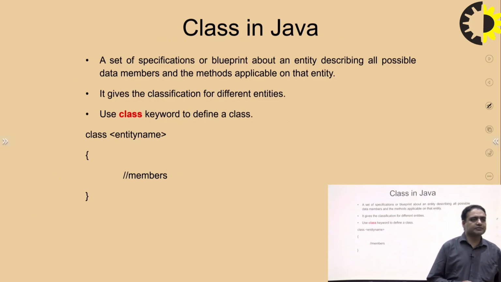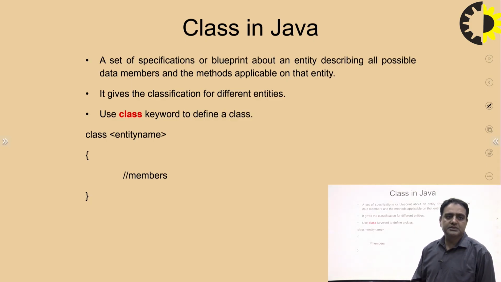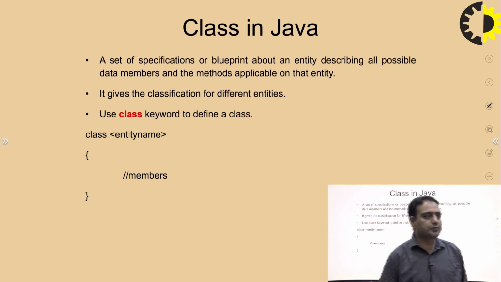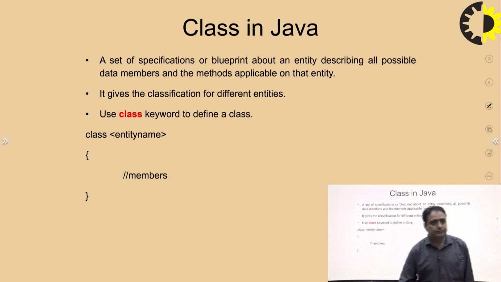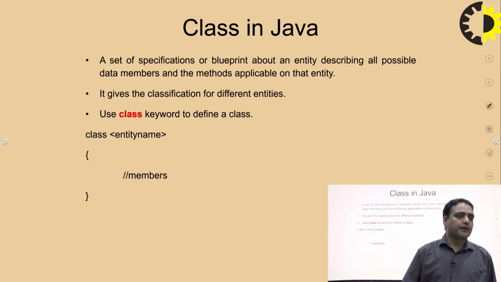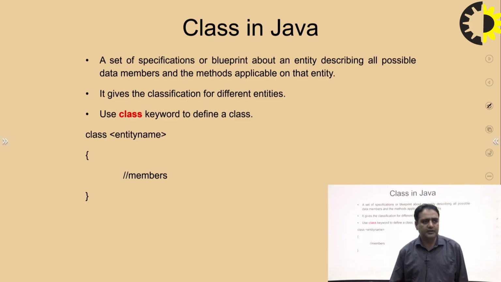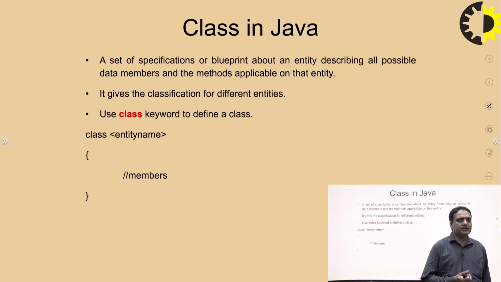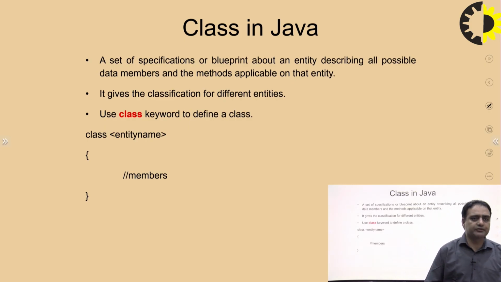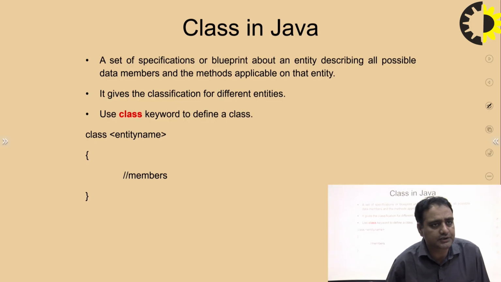Classes in Java: a set of specification or blueprint about an entity, describing all possible data members and the methods applicable on that entity. Here you can read class, entity name, meaning the class name, and within the opening and closing curly braces, the data members and the method definitions. This word is known as a keyword. Class is a keyword, and it is case sensitive.